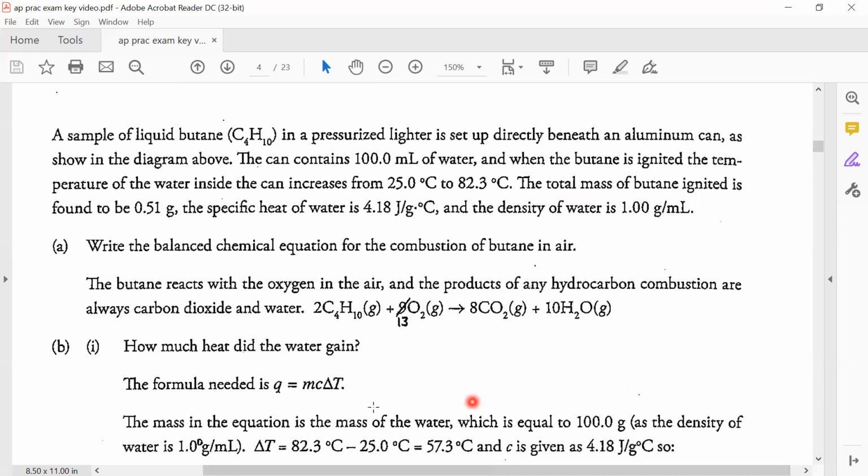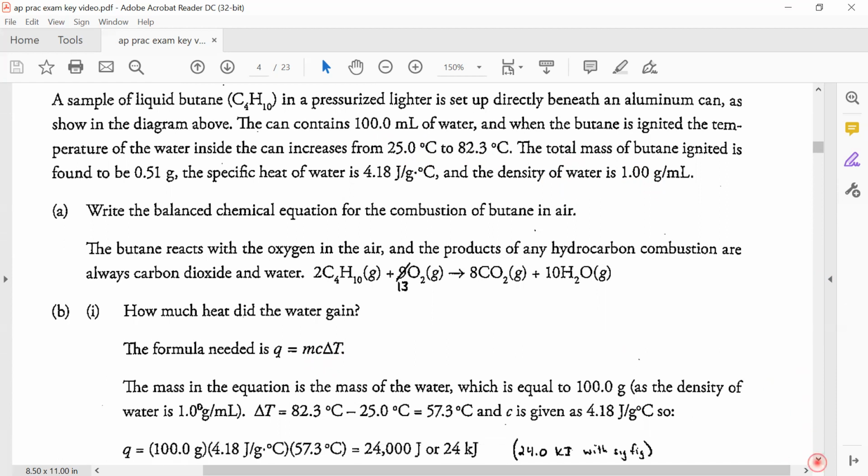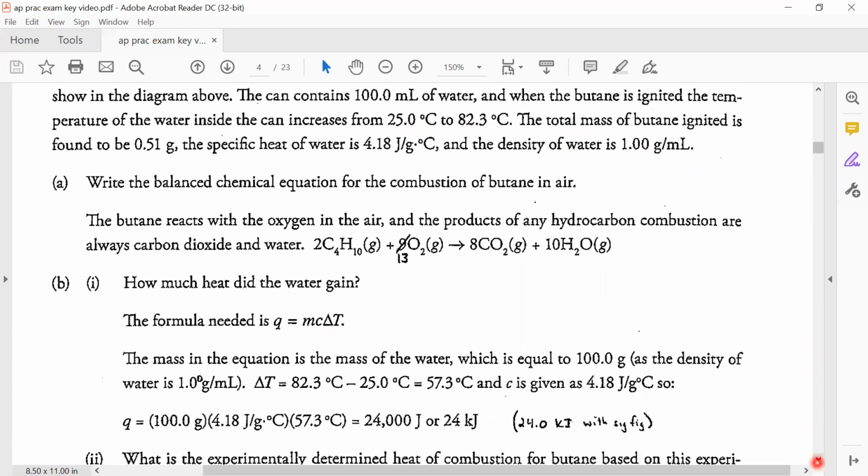So now I can solve for this. I know it's 100 grams. I know this is 4.184. I know my change in temperature is the difference between these two temperatures. And I'm going to go ahead and plug that in. And I get 24,000. That would be joules, or it'd be 24 kilojoules.